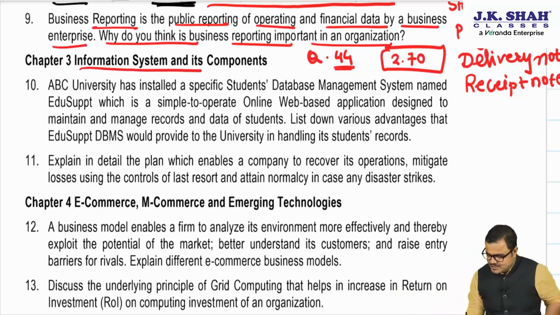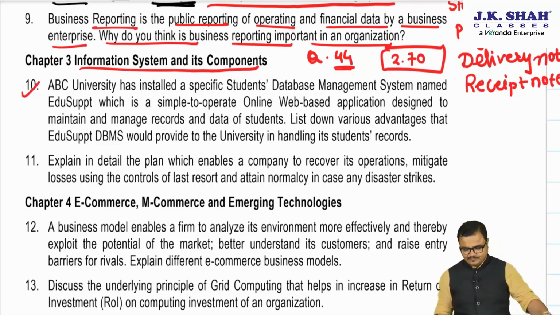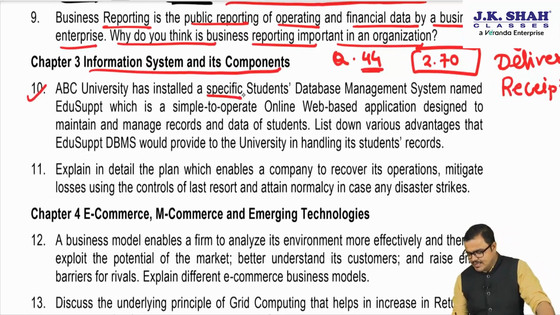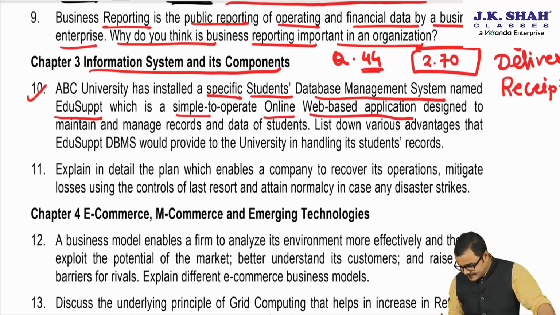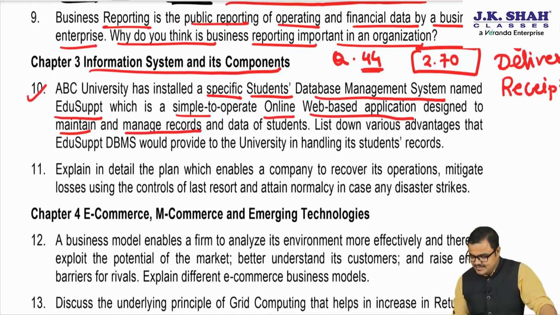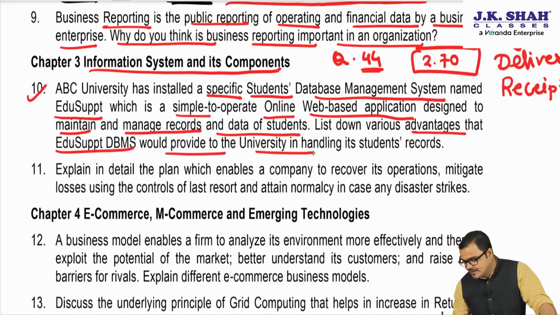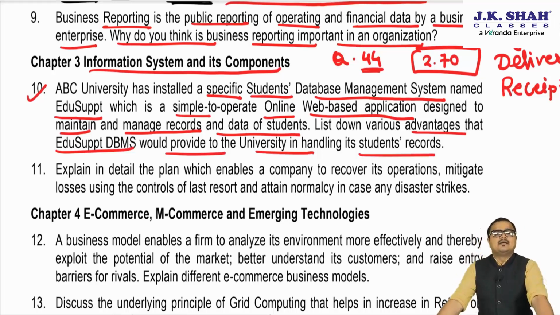In chapter number 3, Information Systems and its Components, the first question they asked: ABC University has installed a specific student database management system. They gave the name to this software as EDU SUPT, which is simple to operate, an online web based application designed to maintain and manage the records or data of the students. List down the various advantages that this DBMS software would provide to the university in handling the students' records. So they are asking you what the advantages of DBMS are.